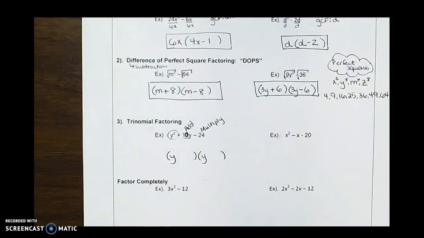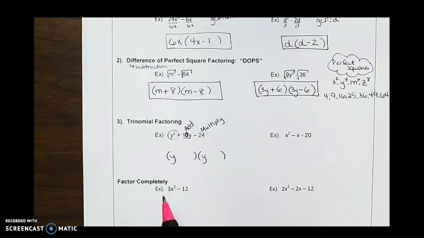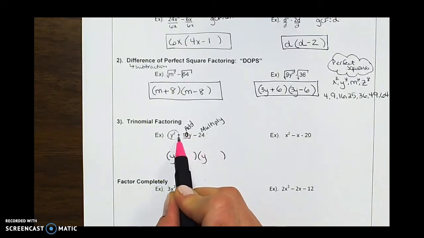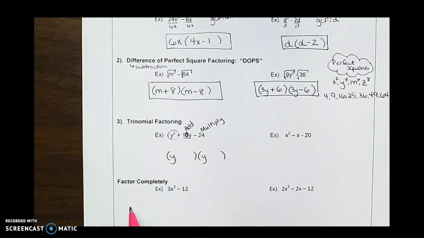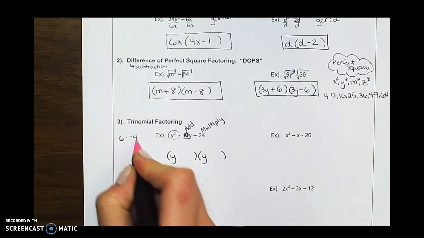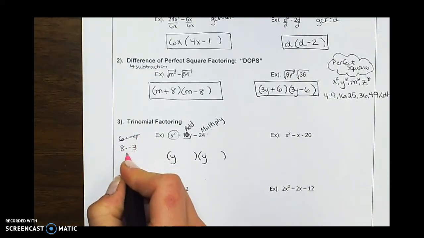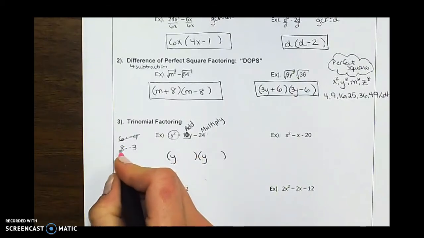So let's think, can you think of two numbers that multiply to negative 24 and add to positive 10? Well, if they multiply to a negative, that means it has to be a negative and a positive. And if they're adding to a positive, that means the bigger number is going to be positive. So let's think. I could do 6 times negative 4, but that does not add to positive 10. I could do 8 times negative 3, but that does not add to 10.